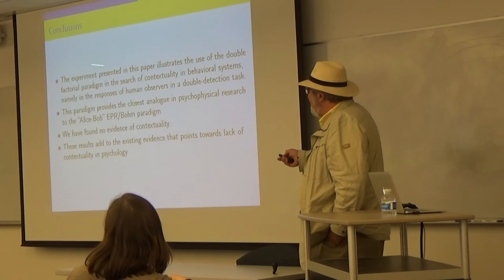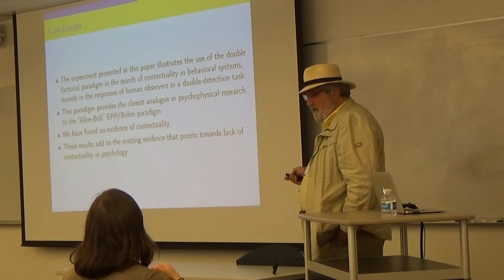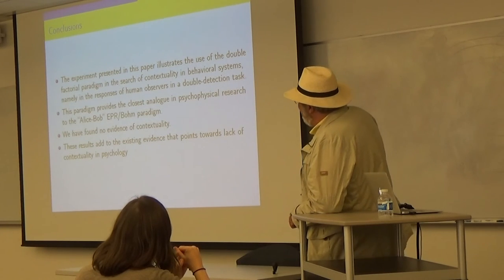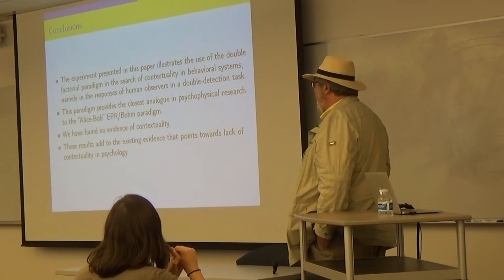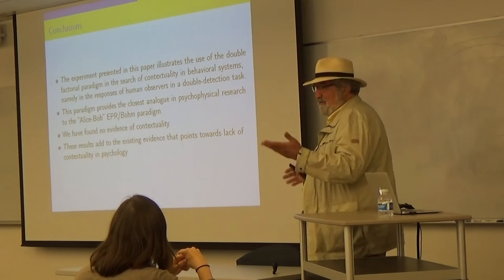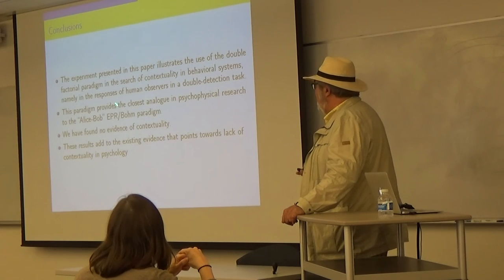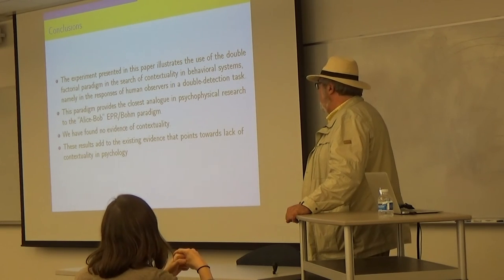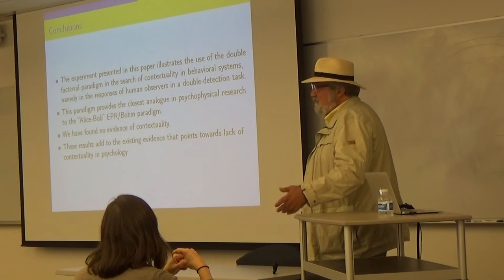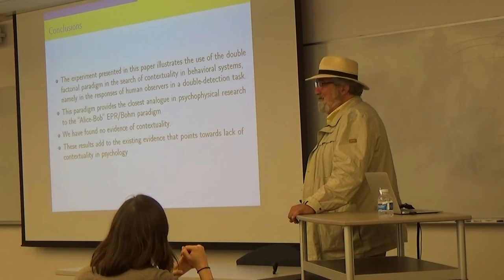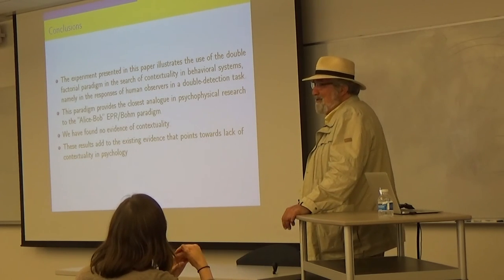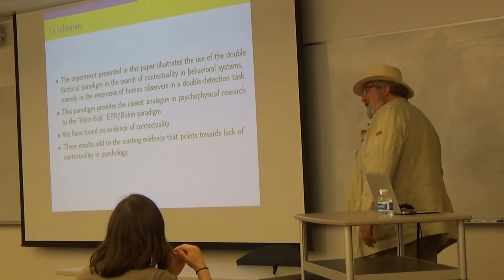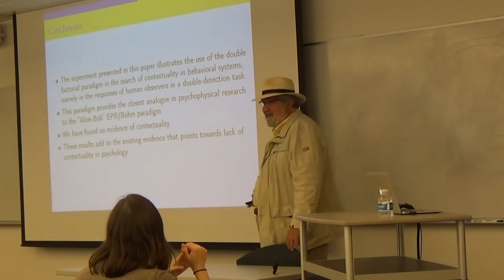So here is the conclusion: the experiment illustrates the use of the double factorial paradigm in the search of contextuality in behavioral systems. This paradigm provides the closest analog in psychophysical research to the Alice Bob EPR bomb paradigm, because we have this formal structure. But it also allows us to go to higher ranks than in the Alice Bob experiment. We found no evidence of contextuality, and that is just one additional piece of evidence added to a lot of negative findings. Wherever we looked, in published results, our own results, these millions of systems investigated by Ruzhan, nowhere do we find any evidence of contextuality.